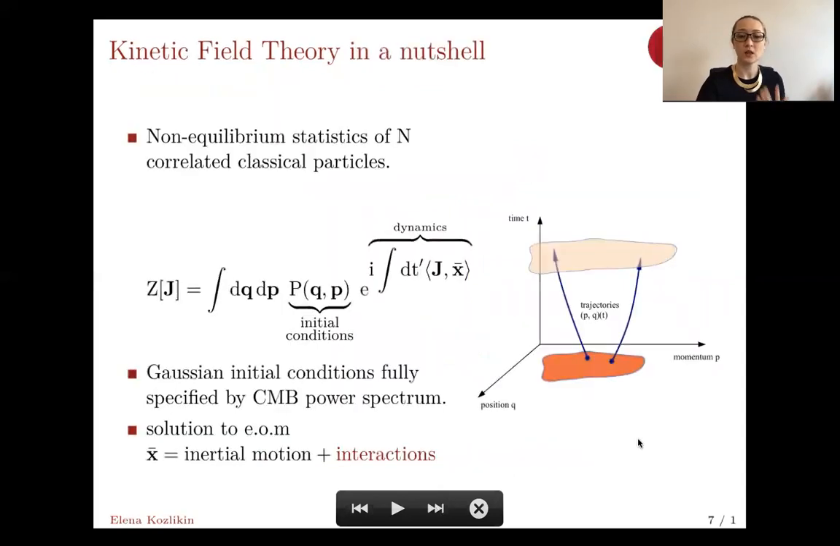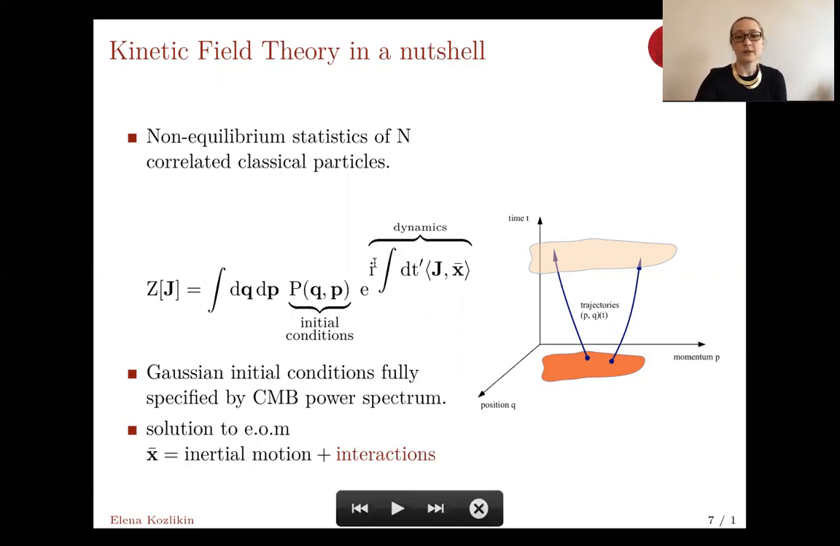Right, so let's look in detail at the approach itself. We're dealing with the non-equilibrium statistics of N classical, initially correlated particles. The main object of our theory is a generating functional, which you may know from quantum field theory. It's simply a phase-space integral over the initial particle momenta and positions, which in our case is of a Gaussian form and can be fully characterized by the power spectrum of the cosmic microwave background, which is well known.